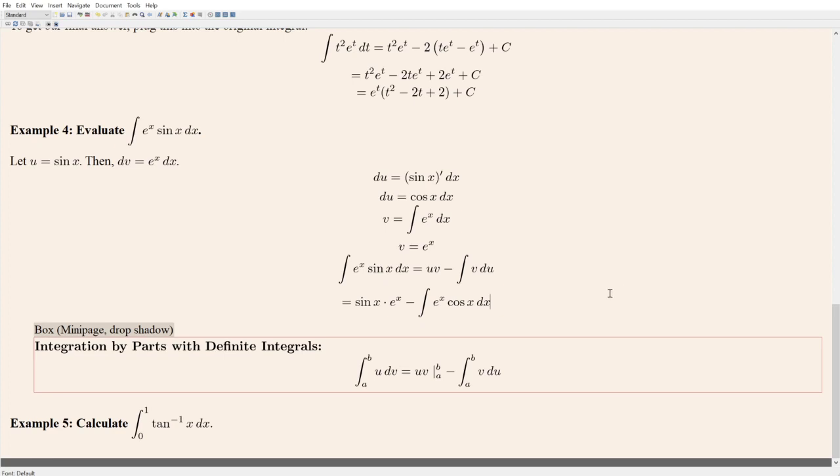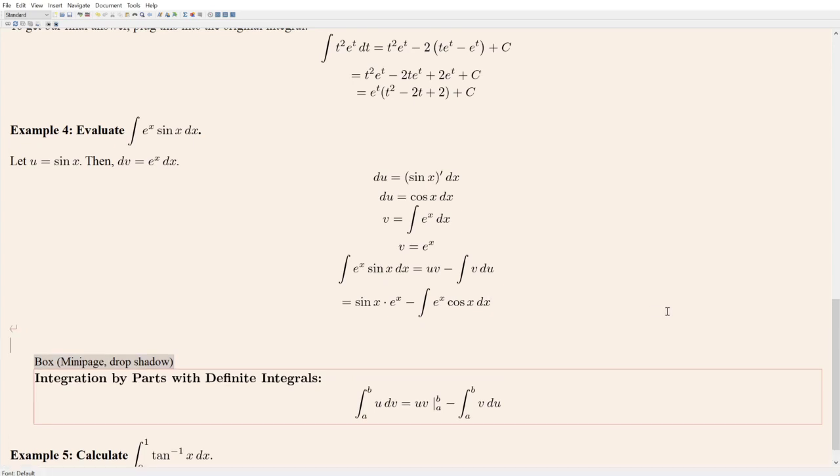Okay, so it appears like we need to do integration by parts again, because the integral that we ended up with is no easier than the integral that we started with. Basically, all we've done is we've just changed sine for cosine. So let's do it again.